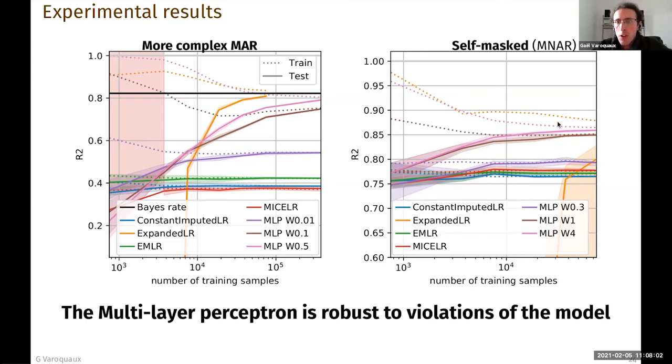Whereas our procedure based on an MLP works and converges. So the interesting thing is that we're using a very flexible model, the multilayer perceptron. We know it's consistent if it's wide enough, but more importantly, because it's very flexible, it's going to be robust to violations of the model.